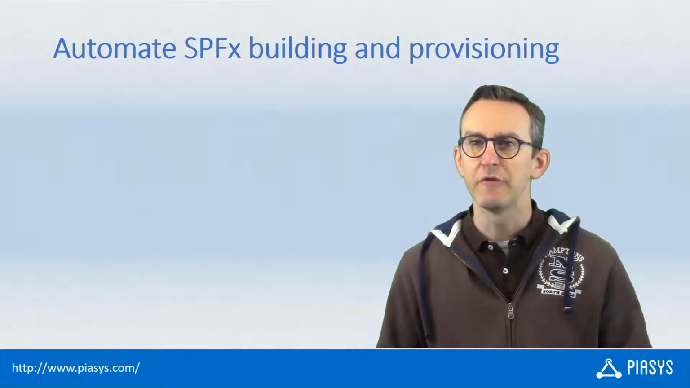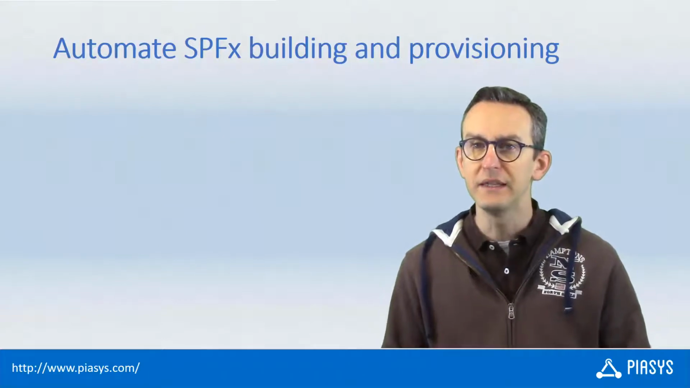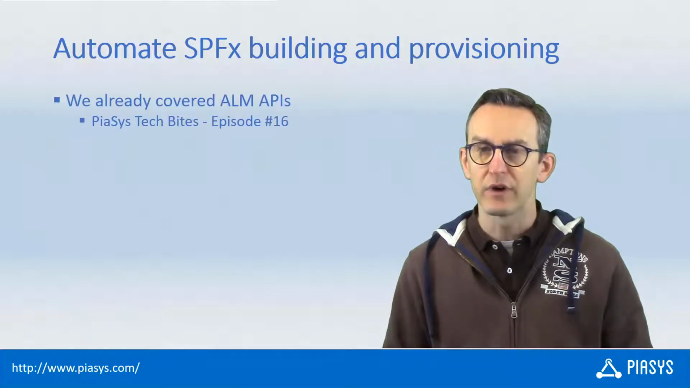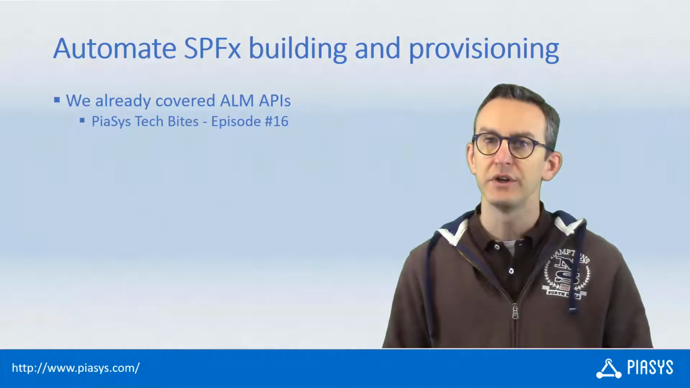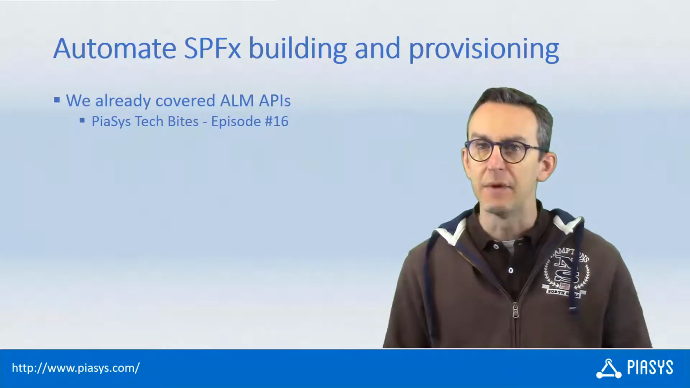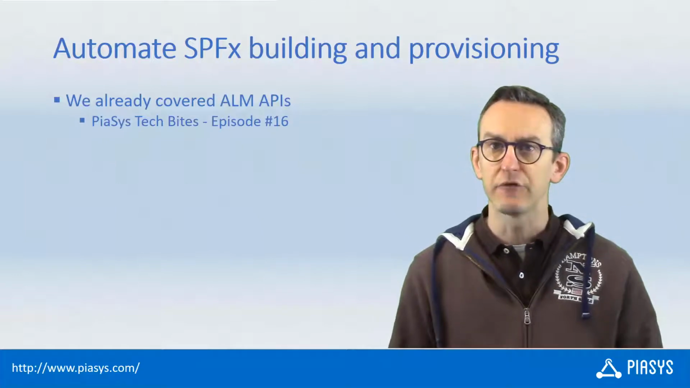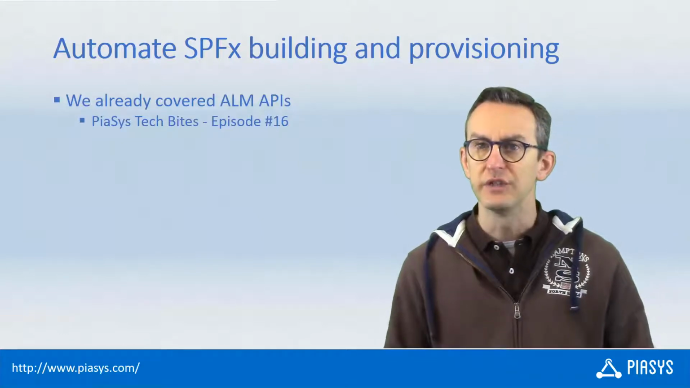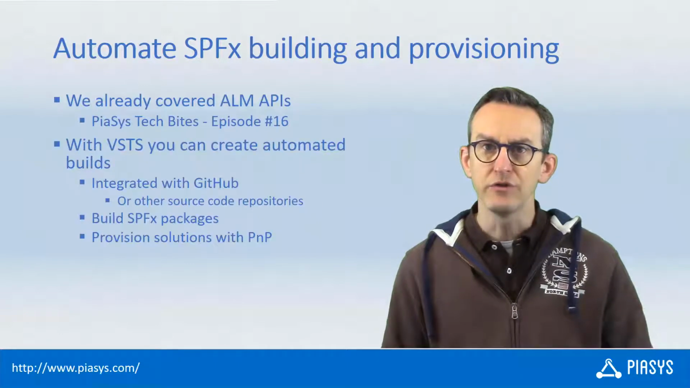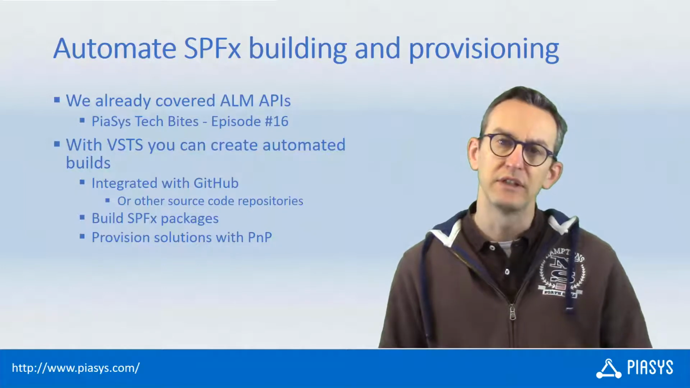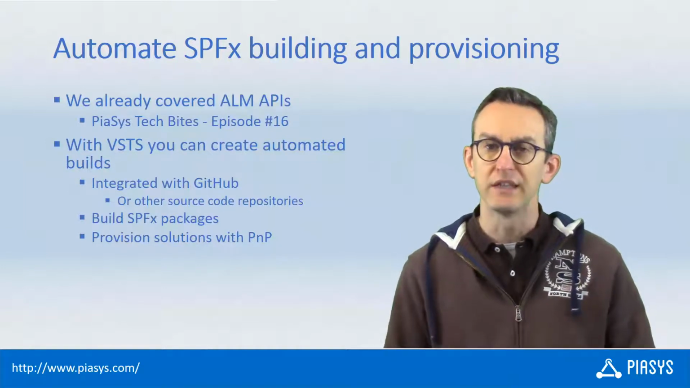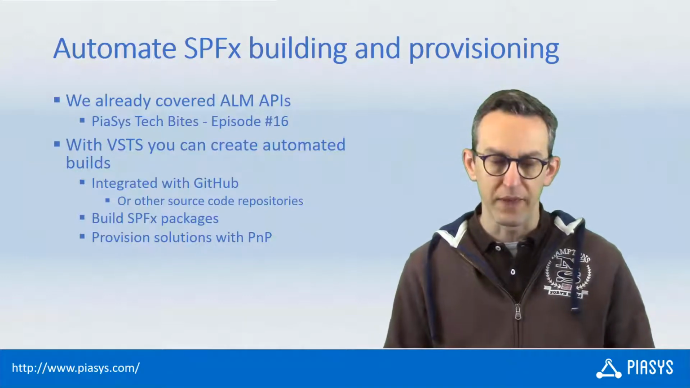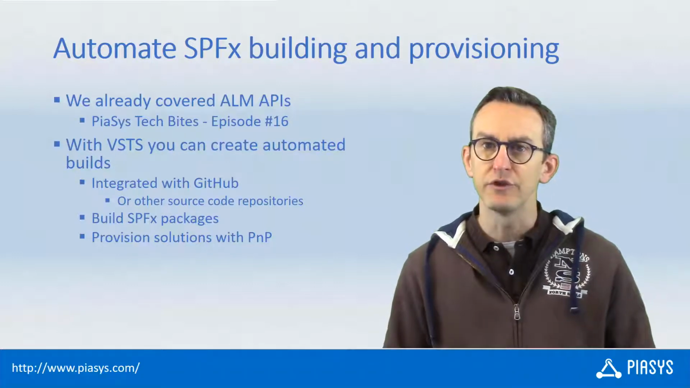Today I want to share with you some information about how to automate the building and provisioning of an SPFx solution using VSTS. In fact, we already saw in episode 16 that in SharePoint Online we have the ALM APIs, and from a PnP provisioning perspective, you can automate the provisioning of an SPFx package using a provisioning template. Now, using VSTS, you can connect to a source control system, like for example GitHub. You can automate the build of an SPFx package, and later on you can do the provisioning using the PnP provisioning engine.